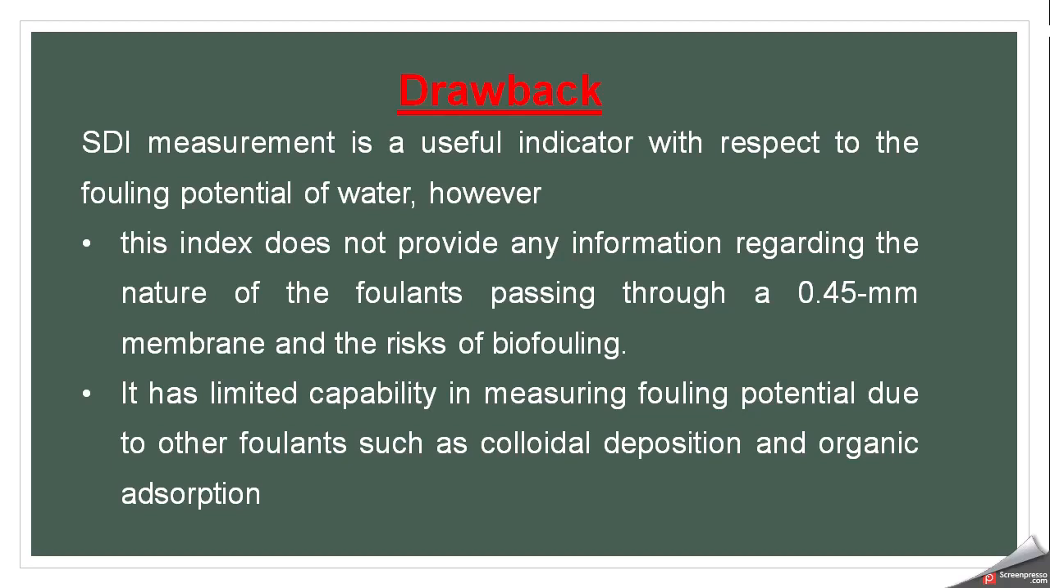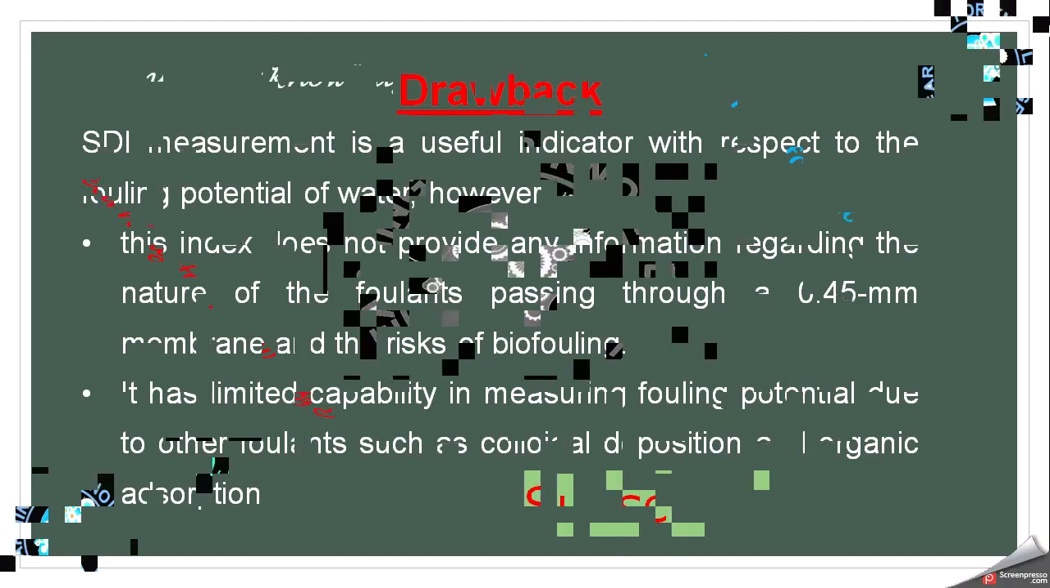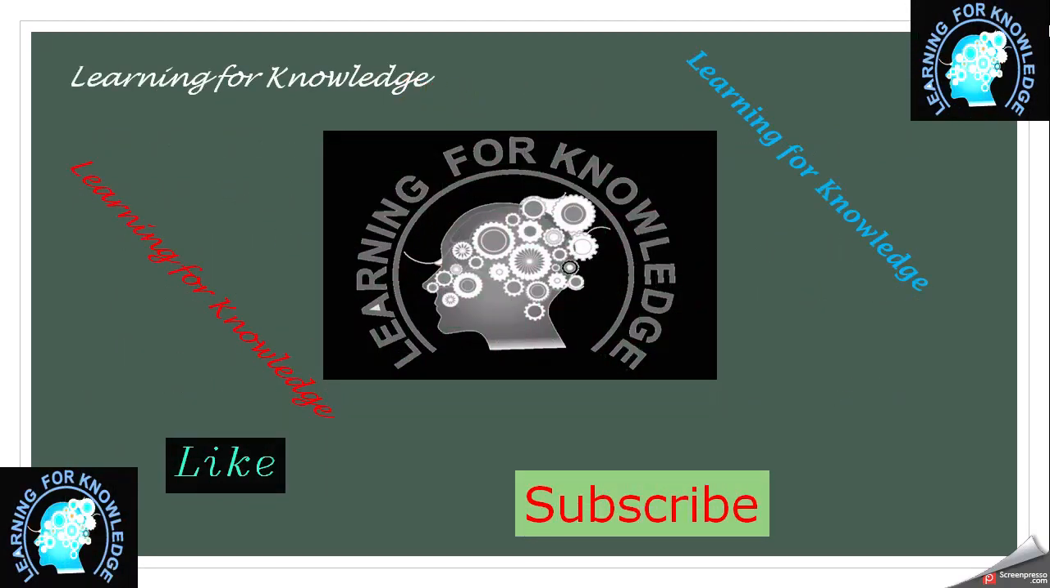So this is a small drawback of using SDI, and that's why this fouling index was further modified to get another type of index known as the modified fouling index, MFI. Maybe we will describe that in the coming videos in this series. I hope you learned about this, and if you have any questions about SDI measurement and SDI values, you can ask through the comments of this video.